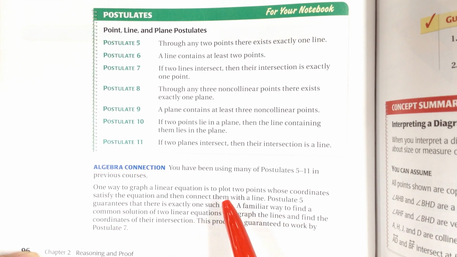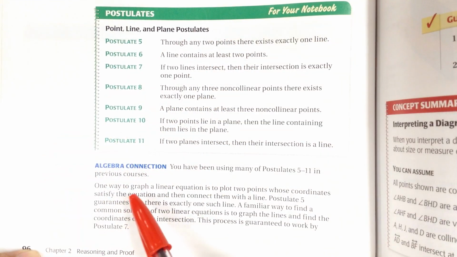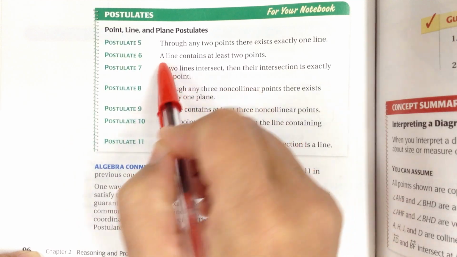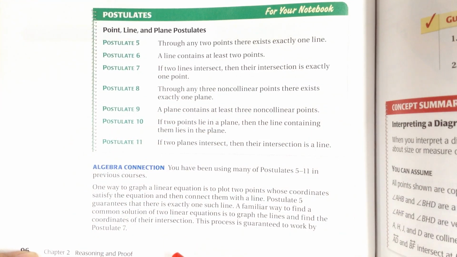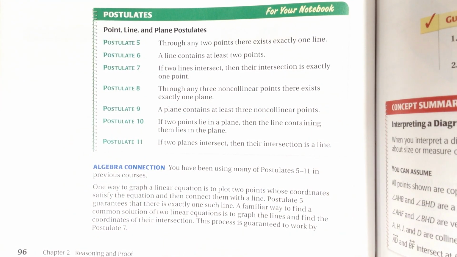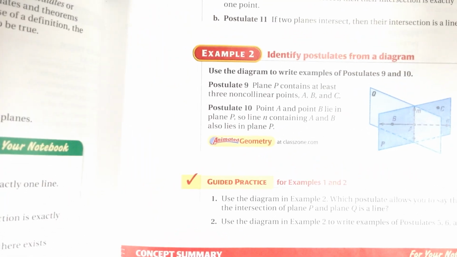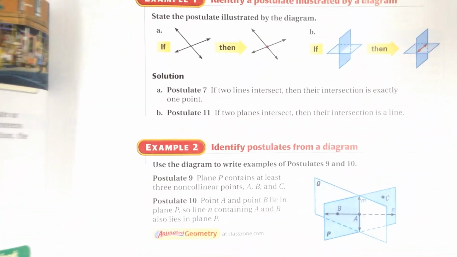So like in algebra, sometimes you're looking for the solution of the 2 equations, right? So you graph one equation, you get a line, and you graph the second equation, you get a second line, and the point where they intersect is your solution to the 2 equations. And so that is kind of postulate number 7. So that's the application of these geometry postulates in algebra also.